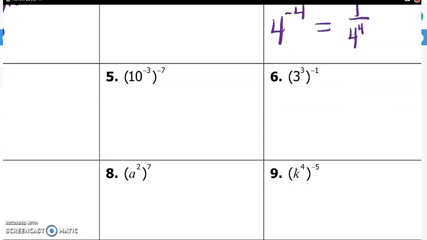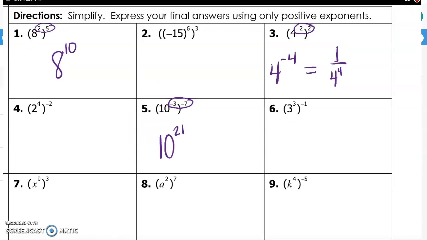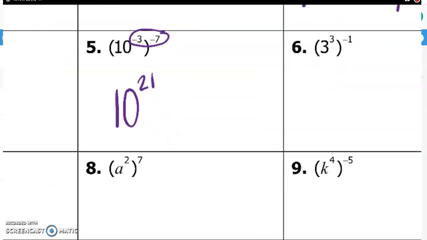Number 5, again, you leave the 10, -3 times -7 is positive 21. So 10 to the positive 21. Notice we take the parentheses out because that's just separating the two powers. If you have a negative, so like in number 2, then you would leave the -15 in parentheses. So those are with the numbers.